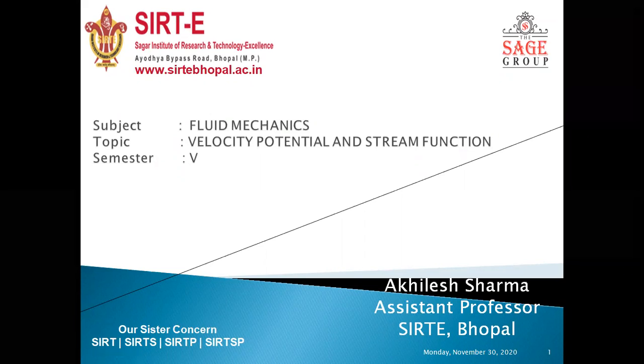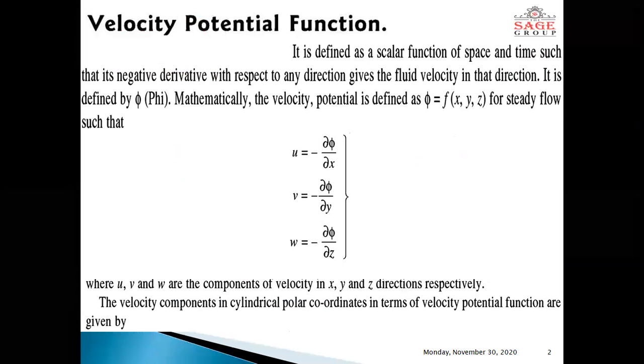Today's topic is velocity potential and stream function. So first, velocity potential function. What is velocity potential function? It is defined as a scalar function of space and time such that its negative derivative with respect to any direction gives the fluid velocity in that direction. It is denoted by phi.